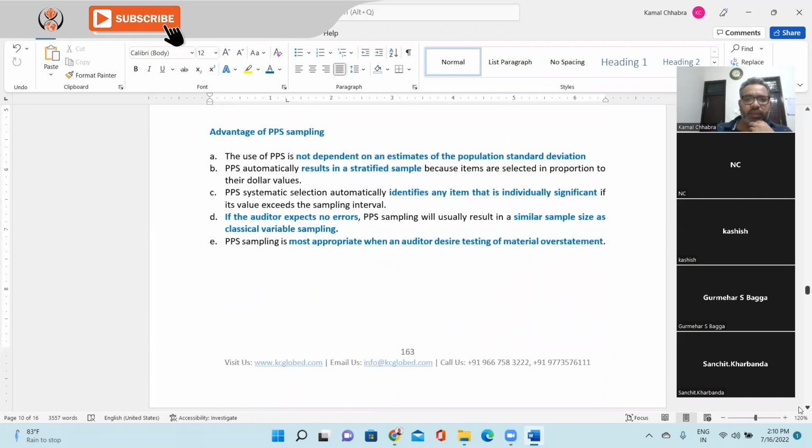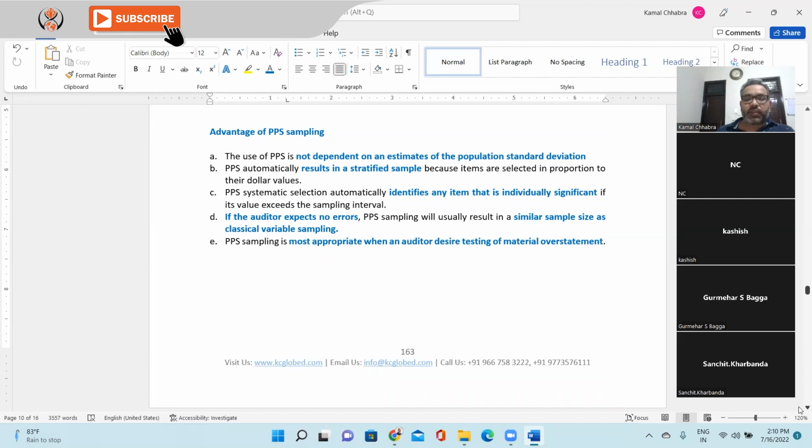Advantage of PPS. The use of PPS does not depend on the estimates of the population standard deviation, right? Second, PPS automatically results in a stratified sampling. Stratified sampling we will be learning in our next class. That also comes under sampling techniques. So for that, just keep on hold for stratified sampling. But in the next class, hopefully you'll be learning what stratified sampling is.